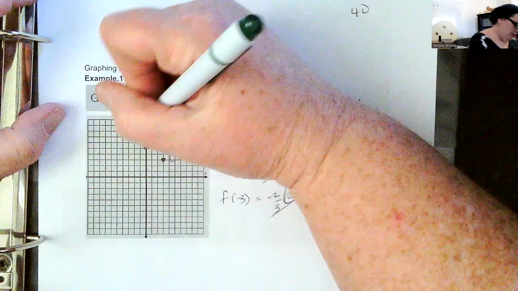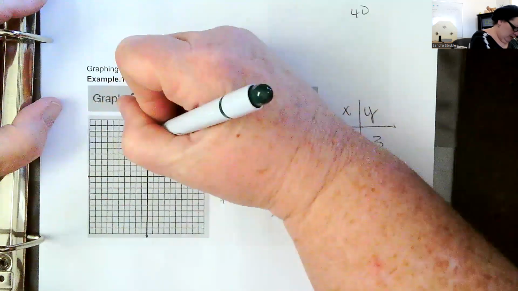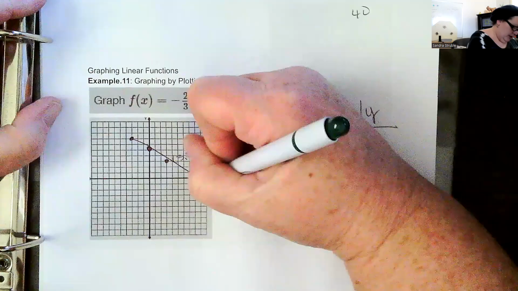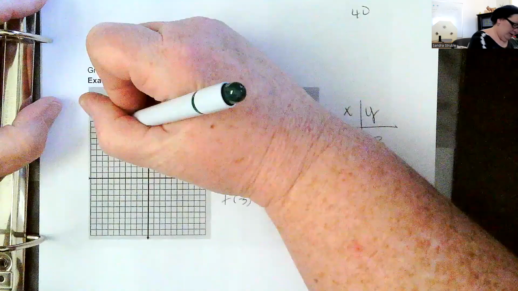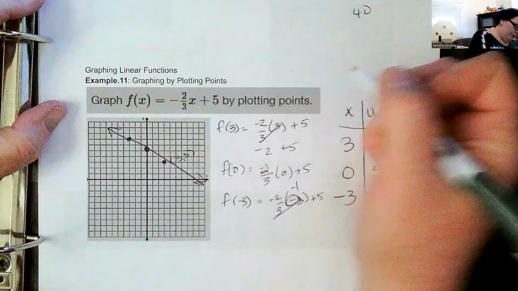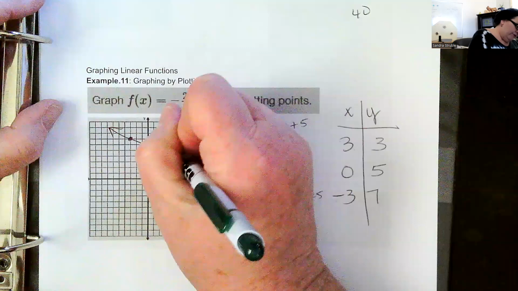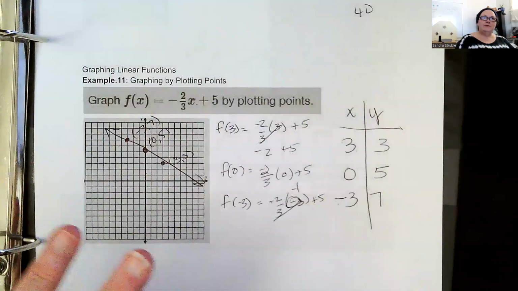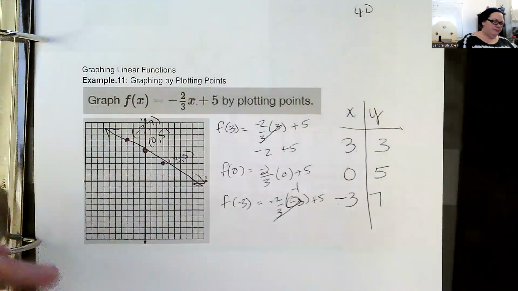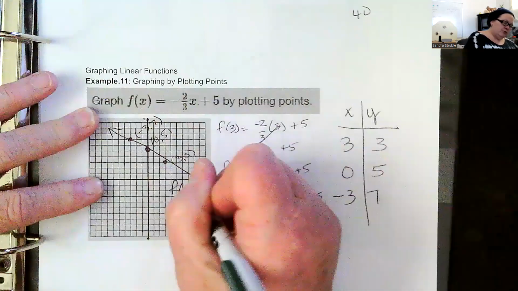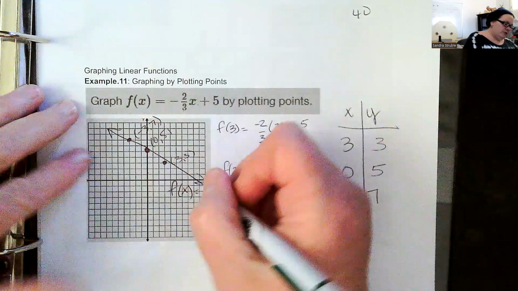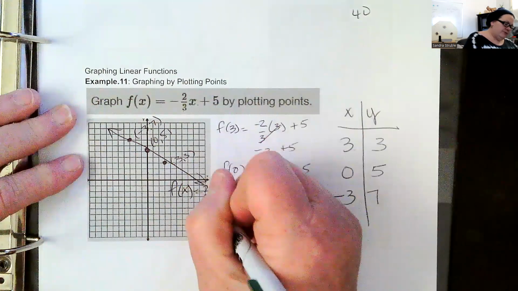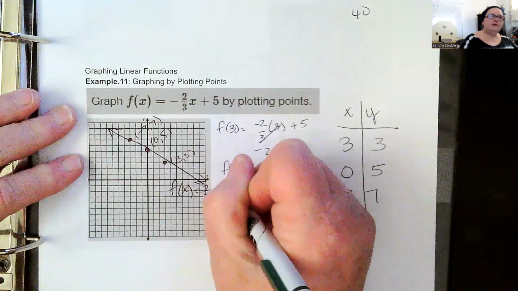Does that feel right? It's going to not feel right when I draw it, I can tell you that. All right, let me plot these other points real quick. 0, 5 and -3, 7. Don't forget, when you graph something, name your baby. So f of x, you're just rewriting what the function is, equals -2/3 x plus 5. All right.